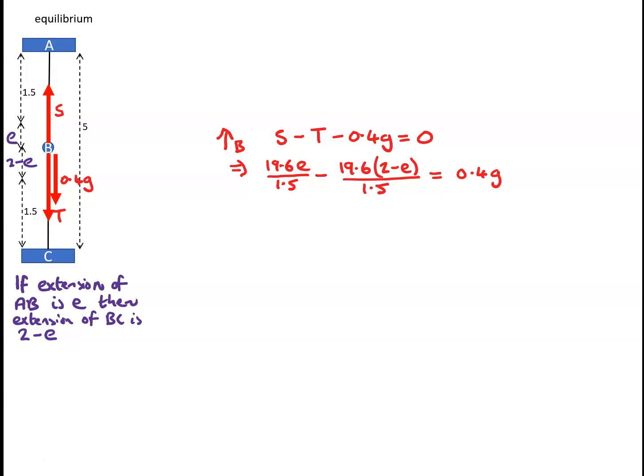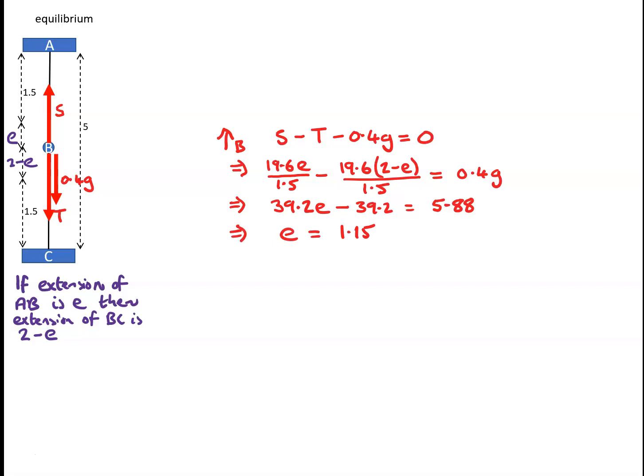And we've taken the 0.4g onto the other side. So we've got 19.6e divided by 1.5, take away 19.6 times 2 minus e divided by 1.5, has to equal 0.4g. Multiplying this through by 1.5 and simplifying the left-hand side, we obtain 39.2e minus 39.2 must equal 5.88. In other words, solving that equation, we get e equals 1.15.